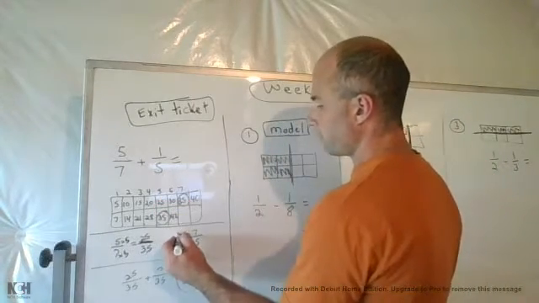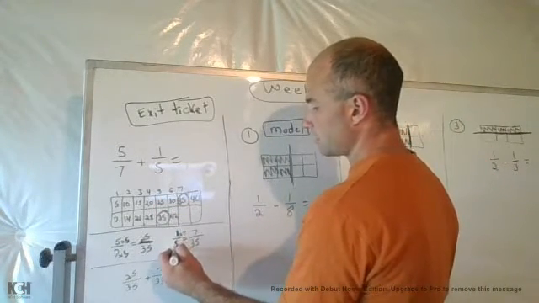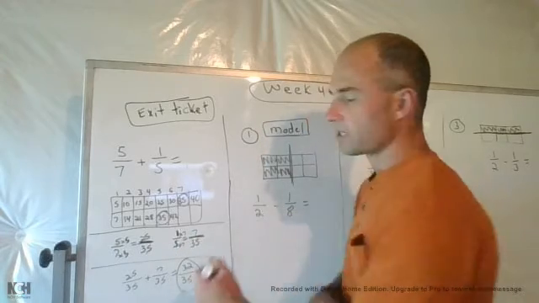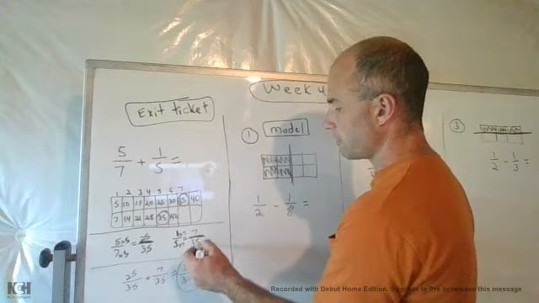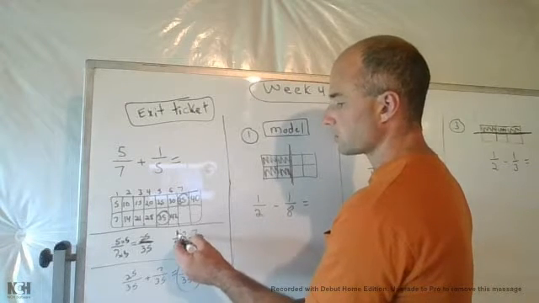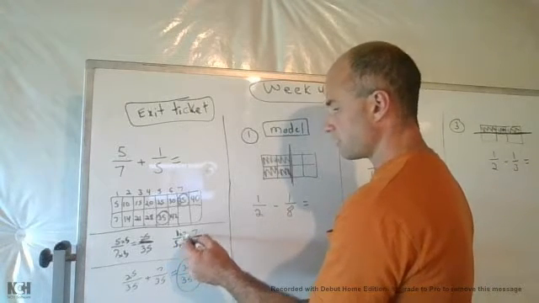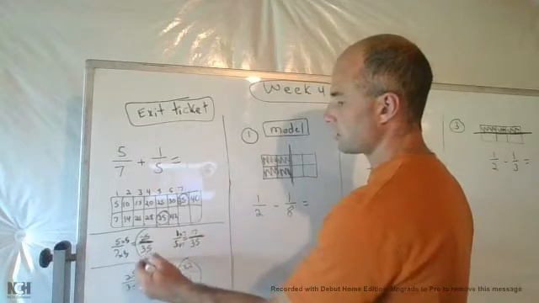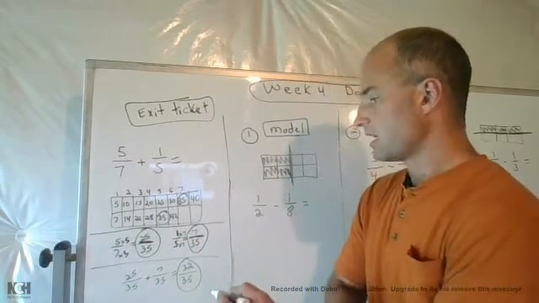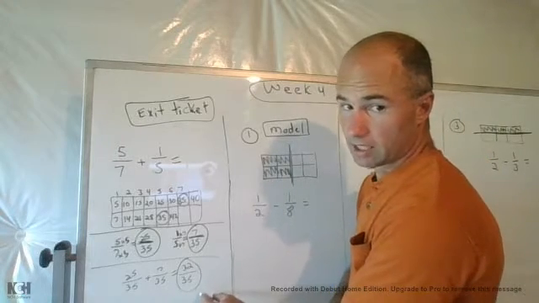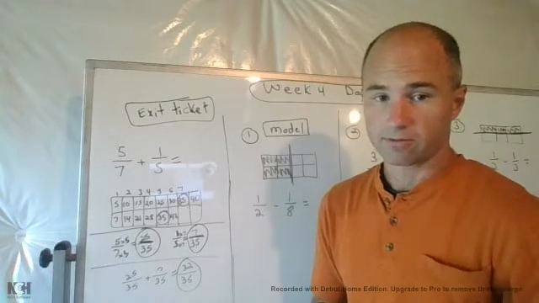Same thing with the 1/5. I want to have a numerator where the denominator is 35. So I'm going to do 5 times 7 gave me 35. So now I'm going to do 1 times 7 to give me 7. I take 25 35ths and 7 35ths, add them up in my last step to make 32 35ths.